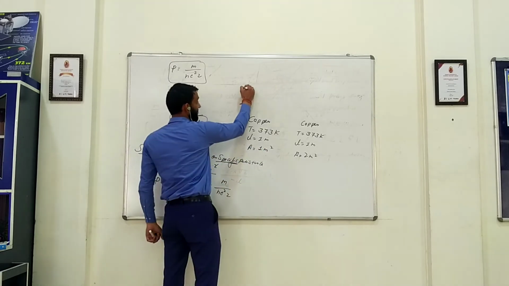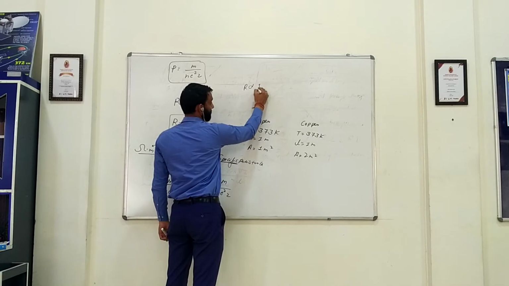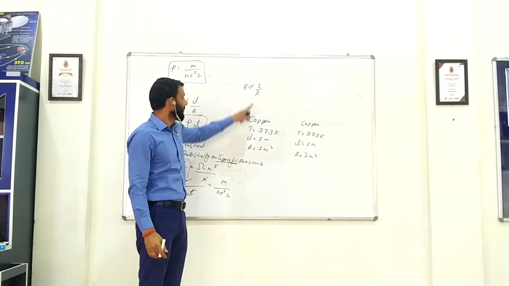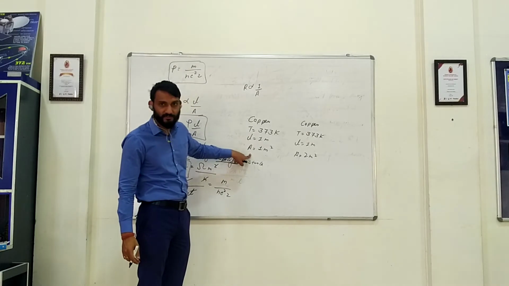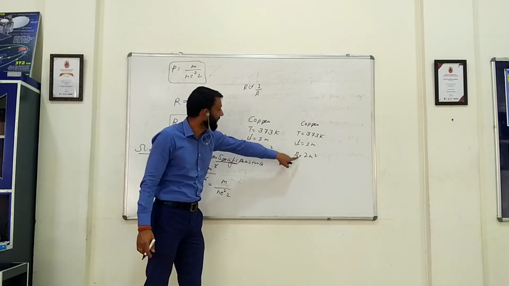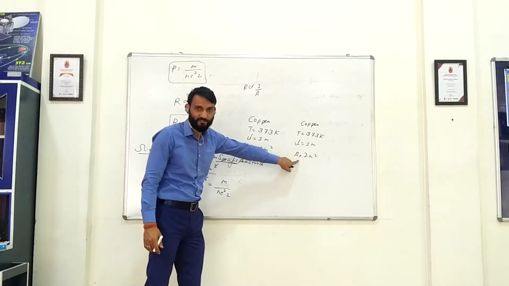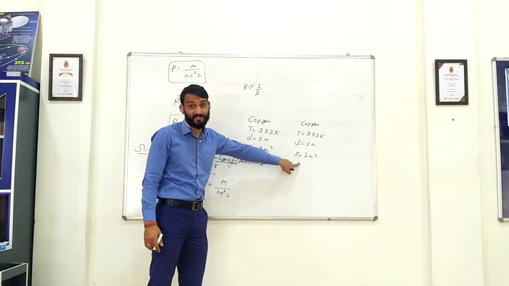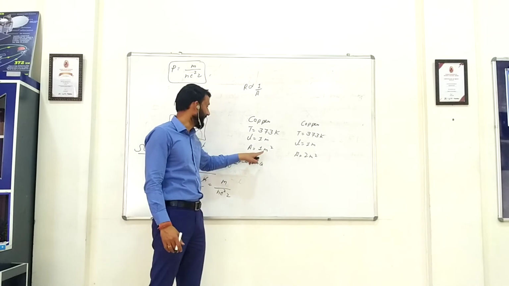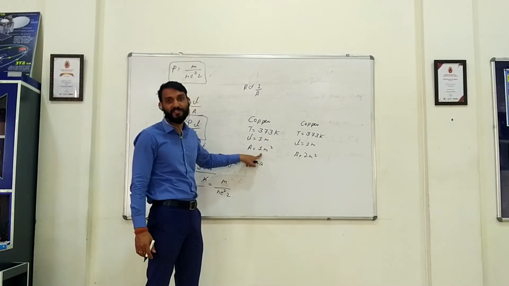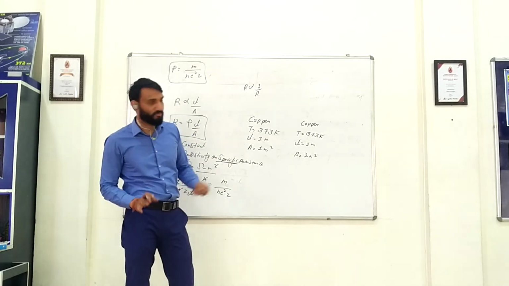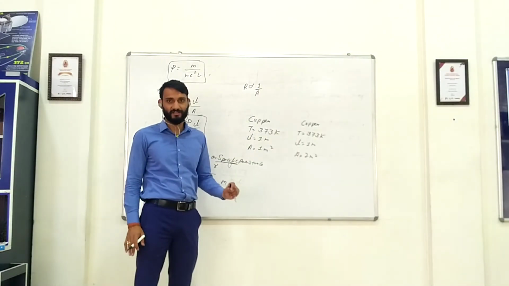Tell me which wire will have more resistance. You know that resistance is inversely proportional to area. So if area is more, resistance will be less. So the resistance of this wire will be less, just because its area is more. And the area of this wire is less, therefore its resistance will be high. No other factor has changed. Both are made of copper.